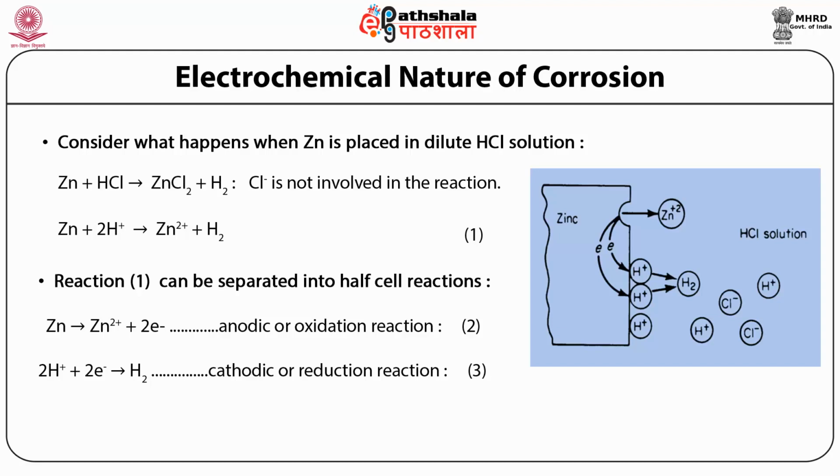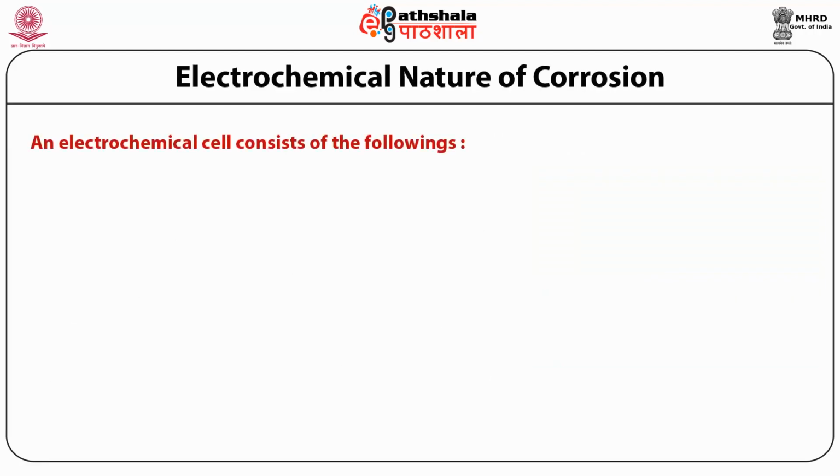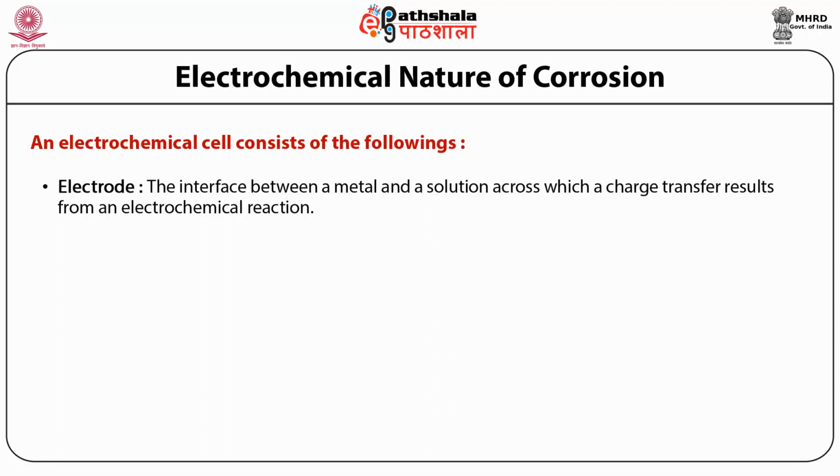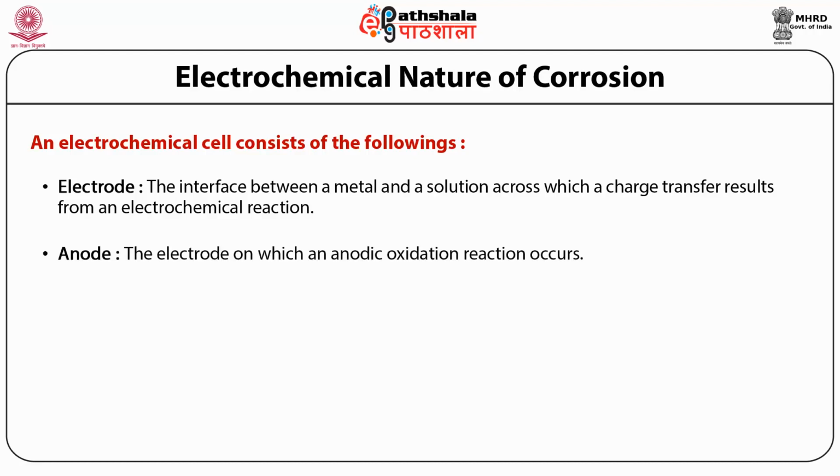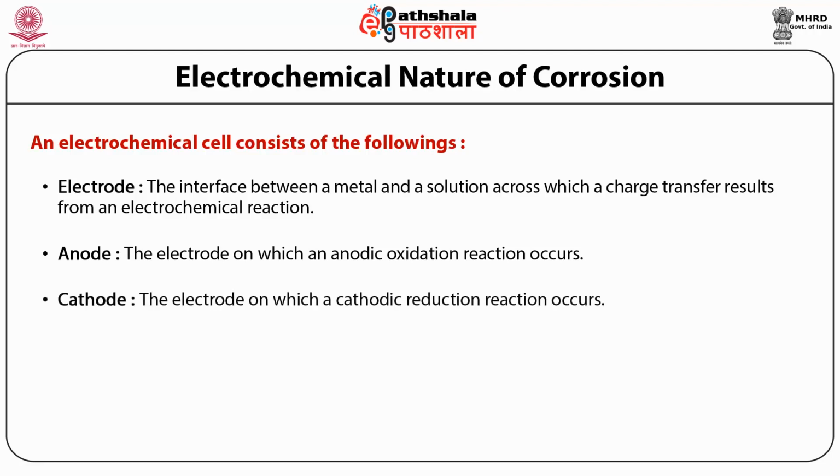So, from the discussion which we have done till now, the electrochemical cell consists of the following: the electrode, that is, the interface between a metal and a solution across which the charge transfer results from an electrochemical reaction. Next is the anode, the electrode on which the anodic oxidation reaction occurs. The cathode, the electrode on which a cathodic reduction reaction occurs. And lastly, the electrolyte, an ionic conductor.